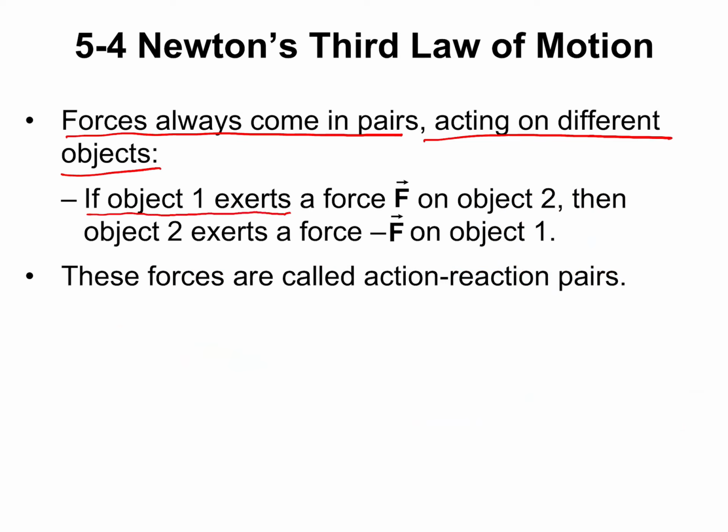If object 1 exerts a force F on object 2, then object 2 exerts a force negative F on object 1. So if you punch hard on the wall, you apply force on the wall, meanwhile the wall applies force back on you. If you punch really hard, you feel pain, which means the wall punches back on you. That is a Newton's third law pair.